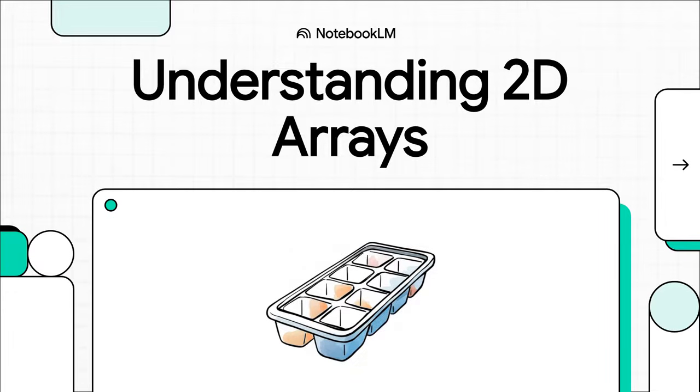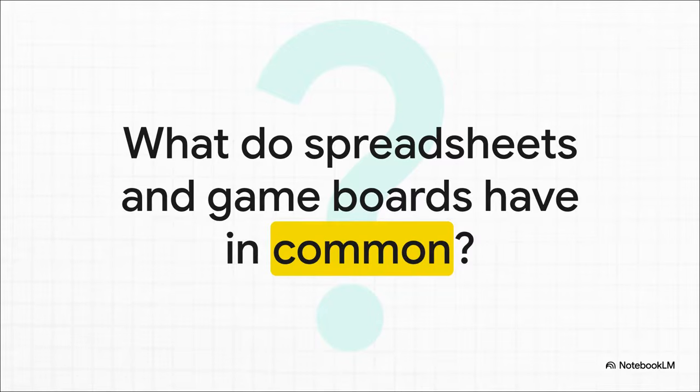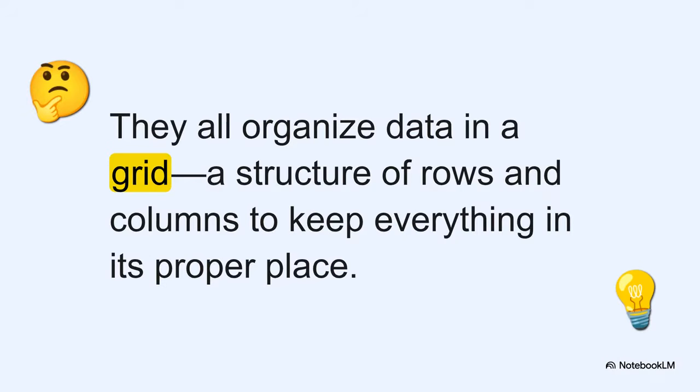So let's kick things off with a quick question. Just think about it for a second. A spreadsheet you use for work, a game of chess, or even that photo you just snapped on your phone. On the surface, they feel like completely different things, right? But from a data point of view, they all share this one core organizing idea. Any guesses? That's the secret. They all use a grid, a structure made of rows and columns to keep everything locked into its proper place.